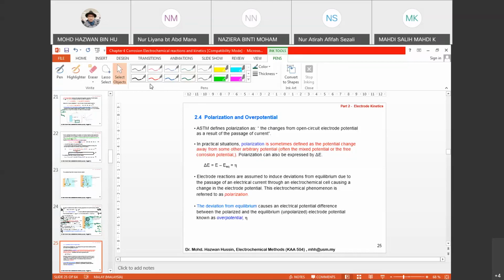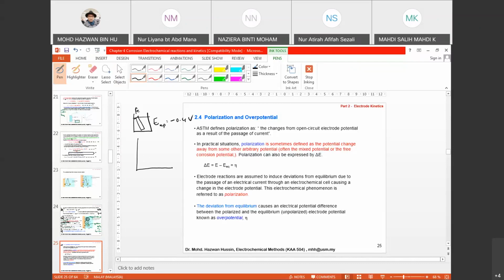As I said earlier, I gave you the example of Fe in a solution. When it corrodes, the E naught or the EOCP, the open circuit potential, will be equal to minus 0.4 volt. So the change, anodically or cathodically, is known as overpotential.